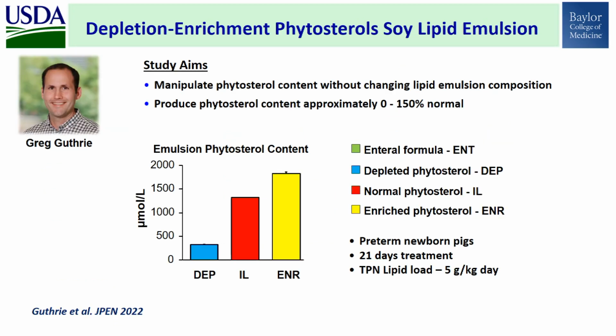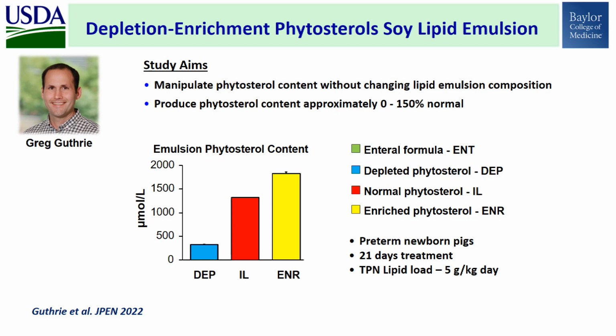So finally, I just wanted to outline a study that we reported recently in collaboration with Fresenius, and this was a study that was conducted by Greg Guthrie, who's been involved in all of the studies that I've talked about today. And the aims of the study were really twofold. First, we wanted to manipulate the phytosterol content without changing the lipid emulsion composition, because in all the previous studies I've shown you today, we had differences in lipid composition, so it's confounded by that.